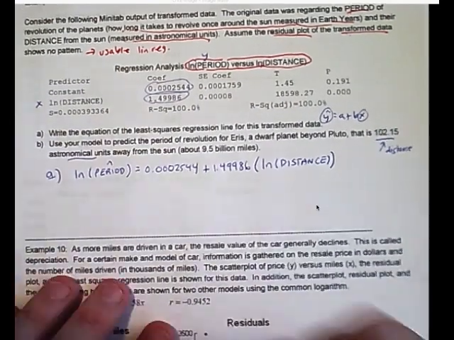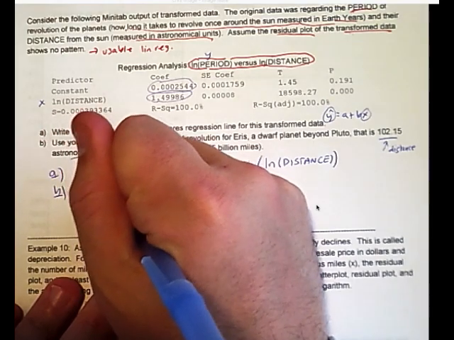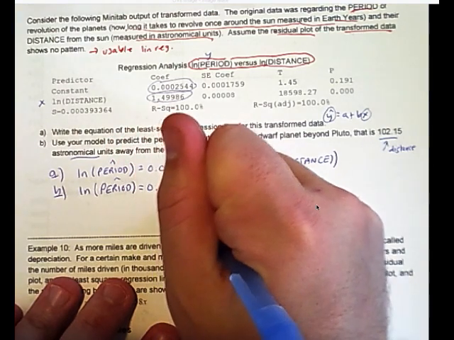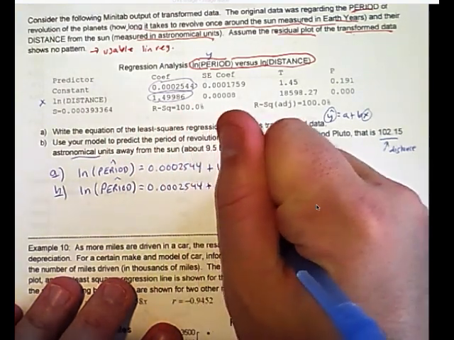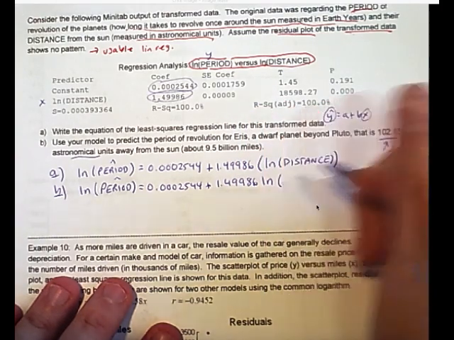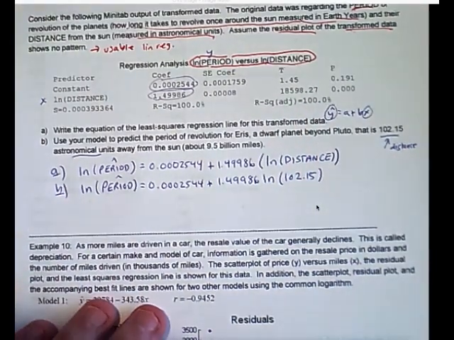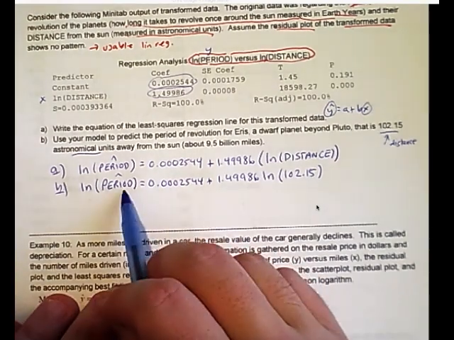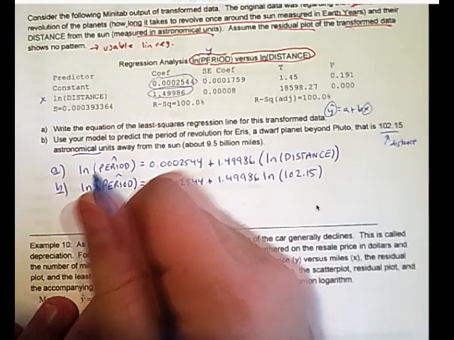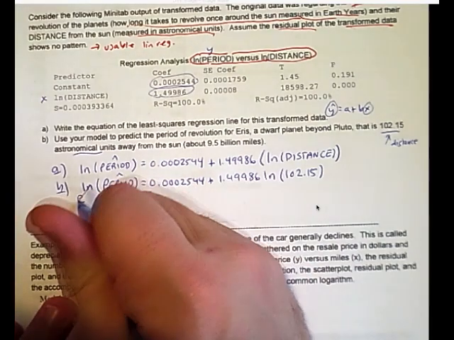Okay, so if I plug in that value, we get 0.000254 plus 1.49986 times the ln of 102.15. Okay, and if I want to solve for period, remember ln of 102.15 is just going to be a number. How would I get rid of this ln? I would put an e there, and that would get them to knock each other out.